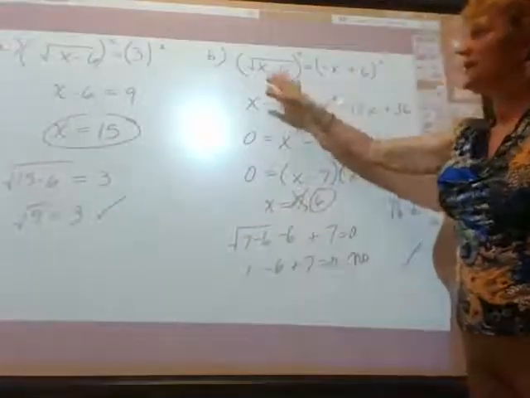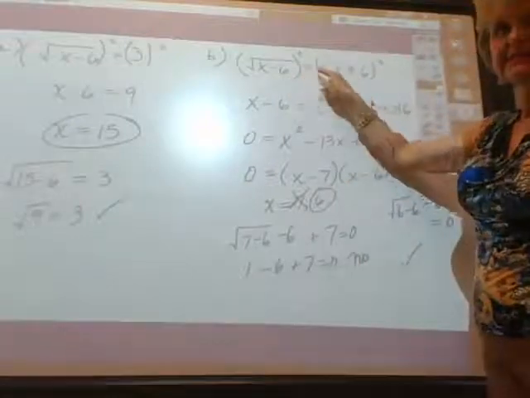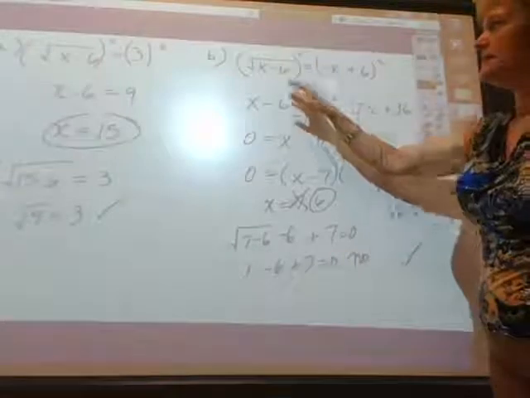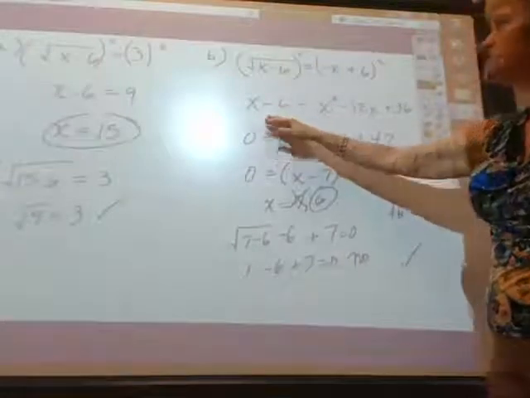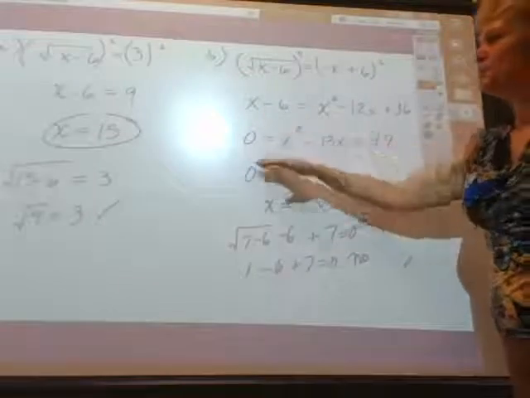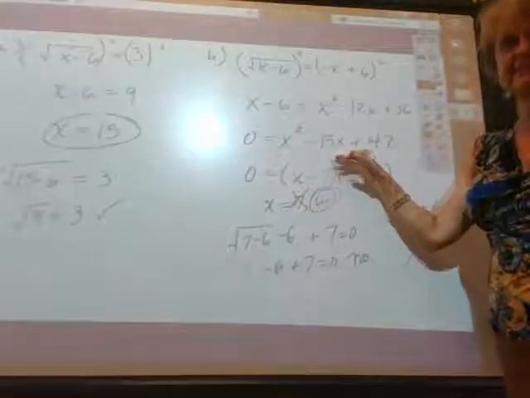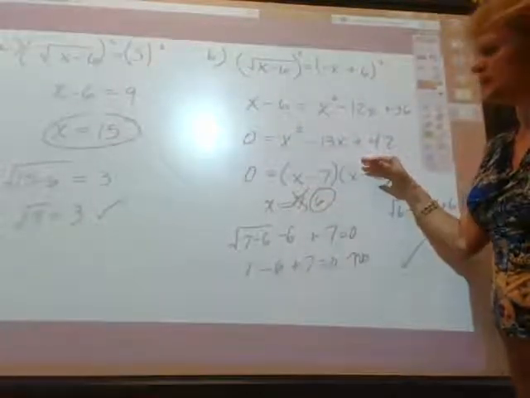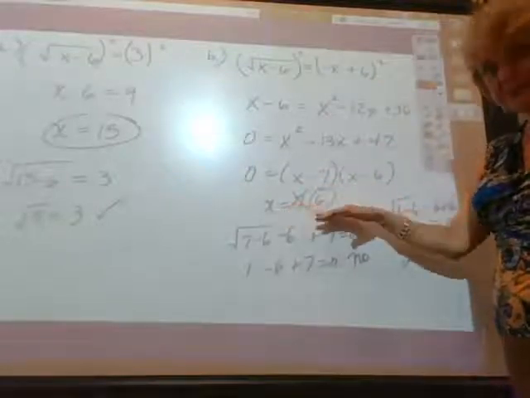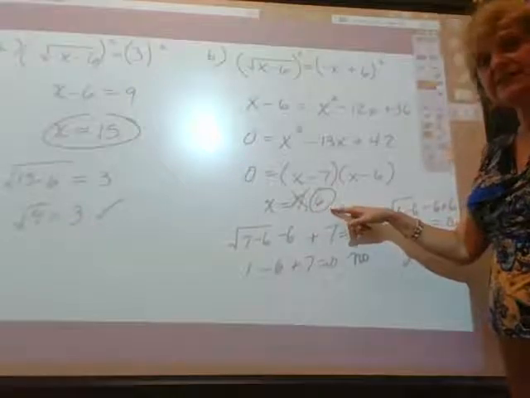On B, I went ahead and subtracted x and added 6. Then I squared both sides. My radicand came out. I wrote this twice and did FOIL. I moved things over, set this trinomial equal to 0. I factored it and found my two possibilities, 7 and 6.